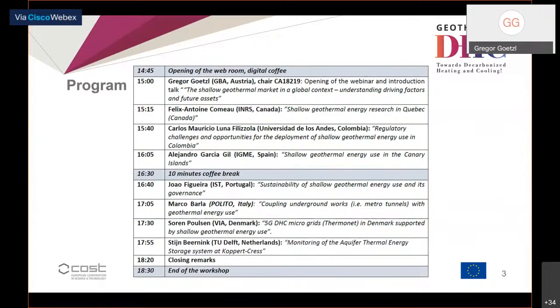We will go afterwards to Denmark, looking at fifth generation district heating and cooling microgrids. It will be presented by Søren Poulsen from the university. And finally, we also look at the role of energy storage, heat and cold storage in aquifer systems. Stijn Bernink from the Netherlands will speak about monitoring of aquifer thermal energy storage in the Netherlands. And that's the program of today.